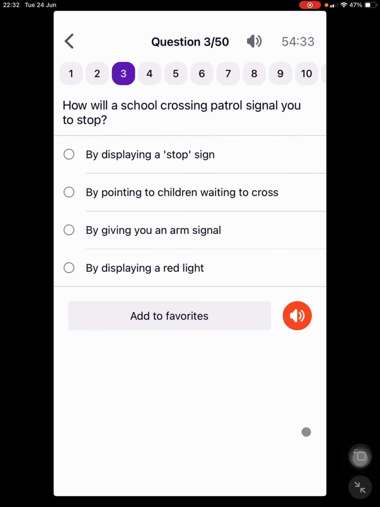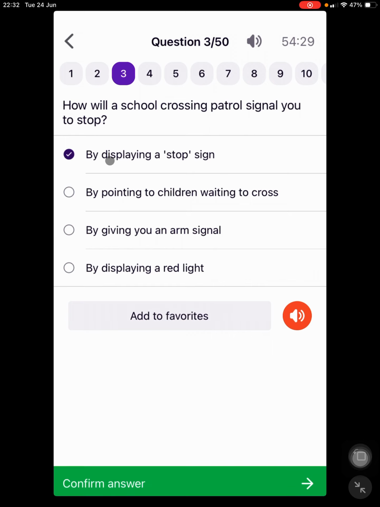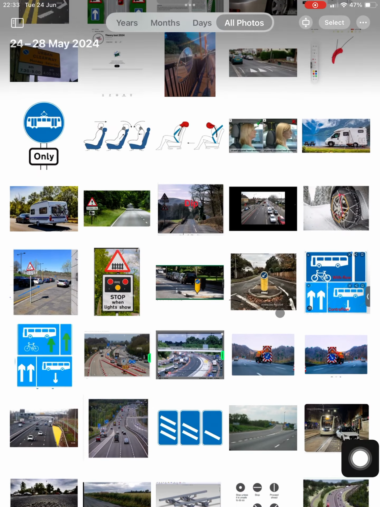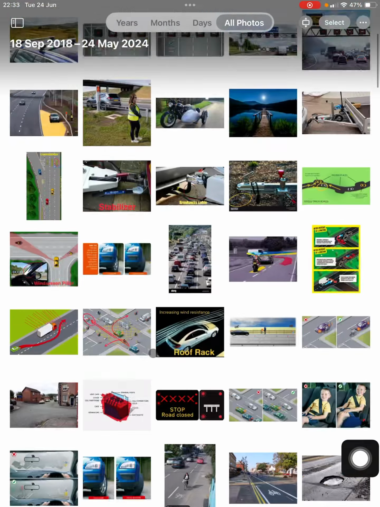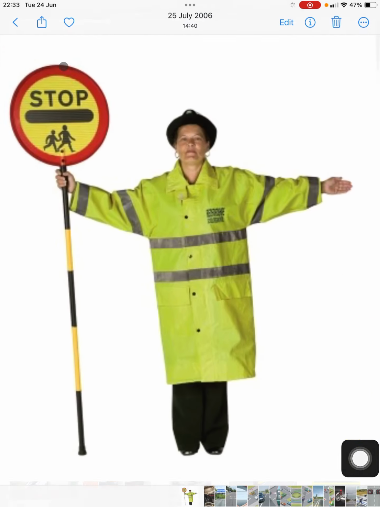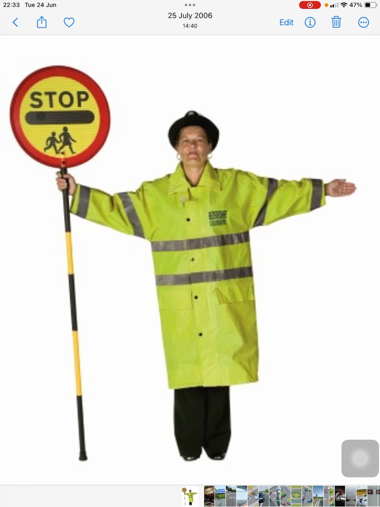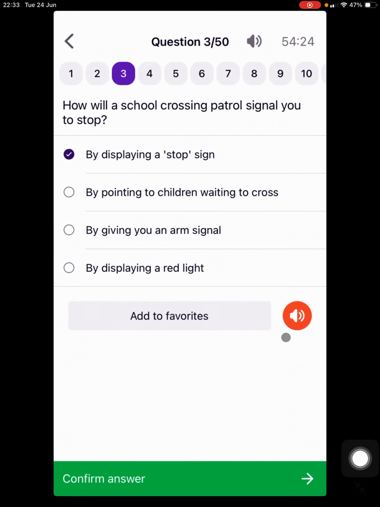Yeah, this is an easy one. By displaying a stop sign. Not a C, look. They're talking about a school warden, so that's the one. By displaying a stop sign, which is this one, that's the stop sign.